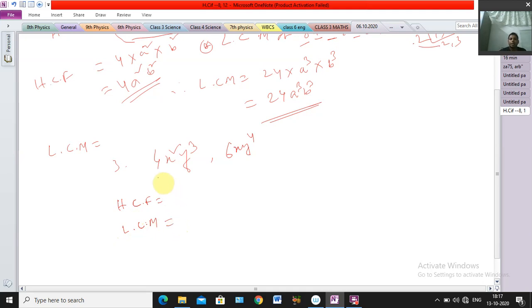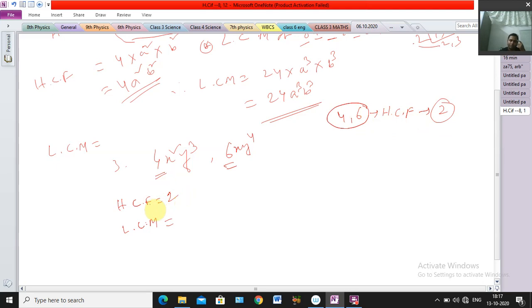At first, here numerical coefficient is given and literal coefficient is also given. So at first we have to find out the HCF of the numerical coefficients, after that the literal coefficients. That means we have to find the HCF of 4 and 6 at first. If we find the HCF of 4 and 6, what do we get? We get 2 only. So we have to write it here, 2. Clear?